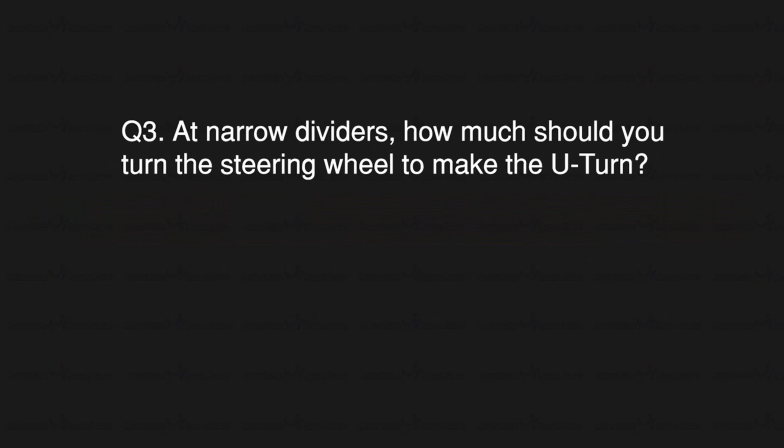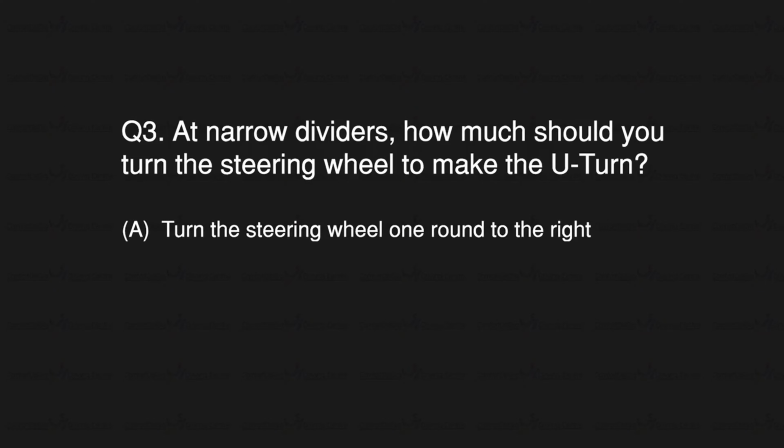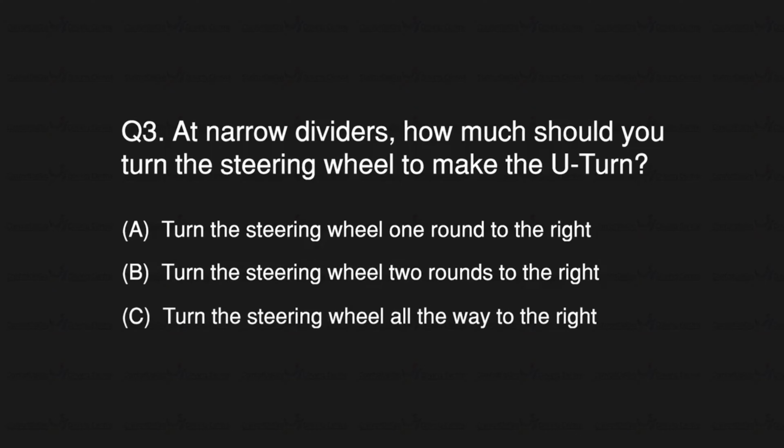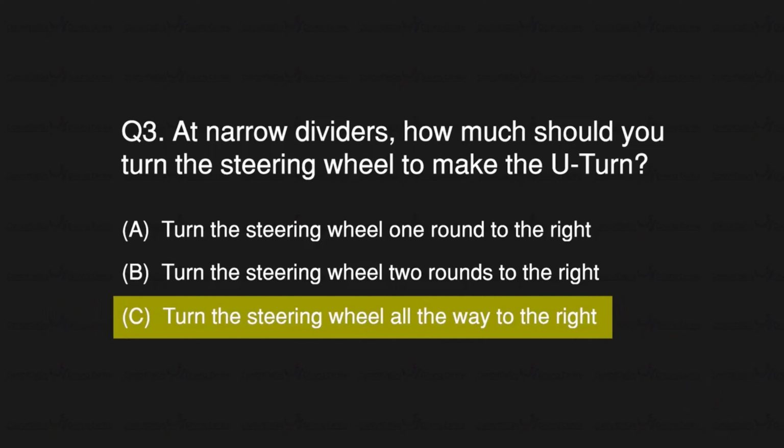3. At narrow dividers, how much should you turn the steering wheel to make the U-turn? A. Turn the steering wheel 1 round to the right. B. Turn the steering wheel 2 rounds to the right. C. Turn the steering wheel all the way to the right.